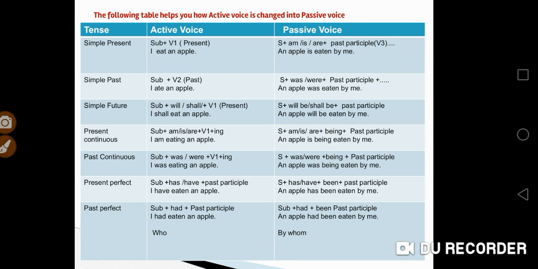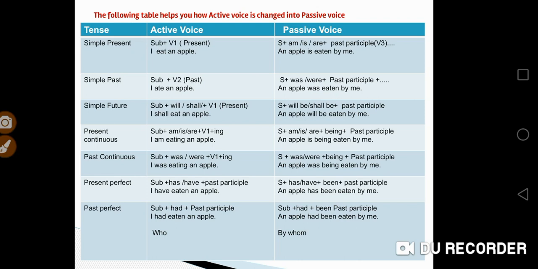In simple past, I ate an apple. In passive, an apple was eaten by me. For simple future, the sentence in active voice is I shall eat an apple. It will change in passive like this. An apple will be eaten by me.